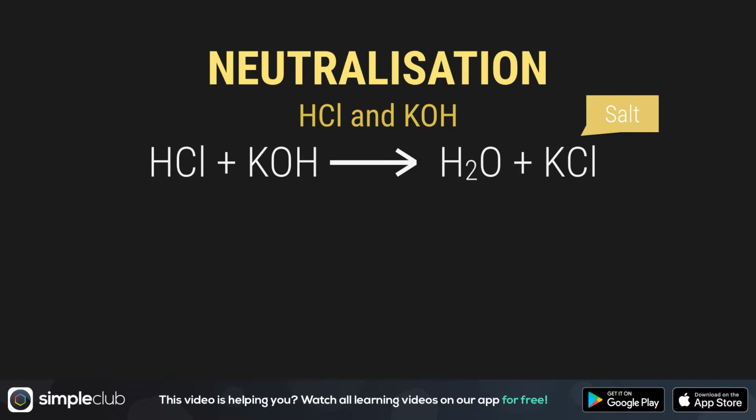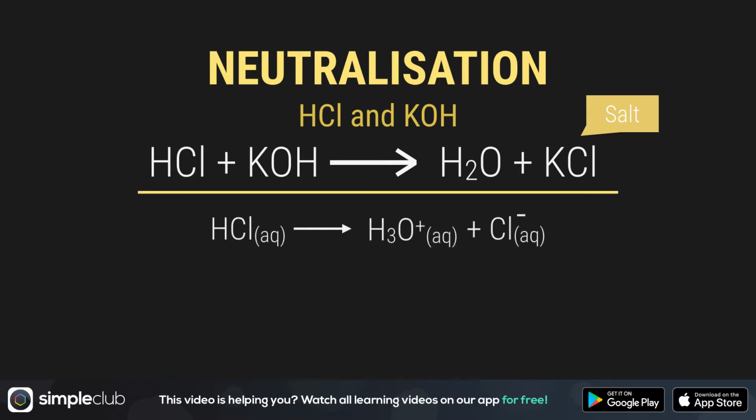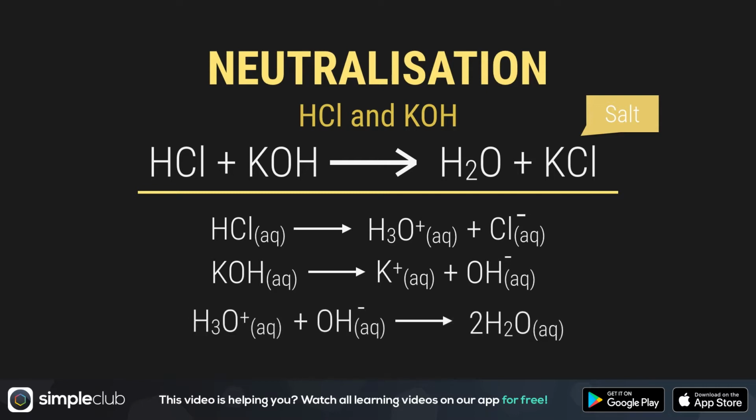Let's unzip everything into partial reactions. First of all, HCl in water goes to H3O+ and Cl-. KOH dissolves in water to K+ and OH-. Then the oxonium ions react with the hydroxide ions to make two molecules of water. Otherwise, K+ reacts with Cl- to make KCl or potassium chloride.